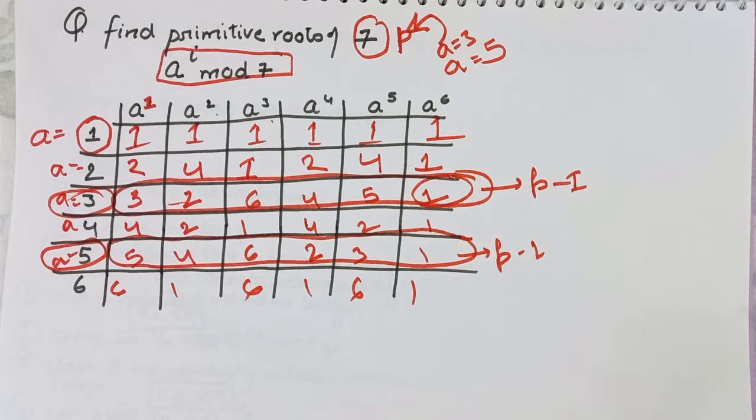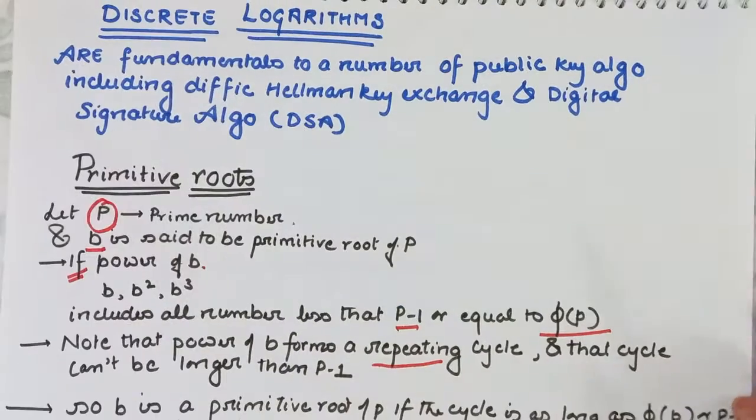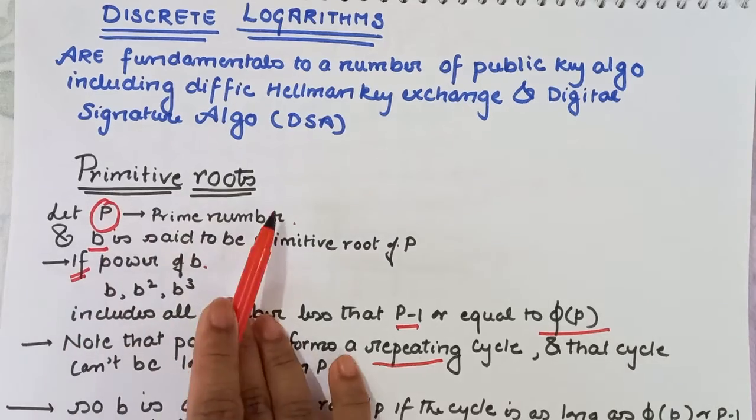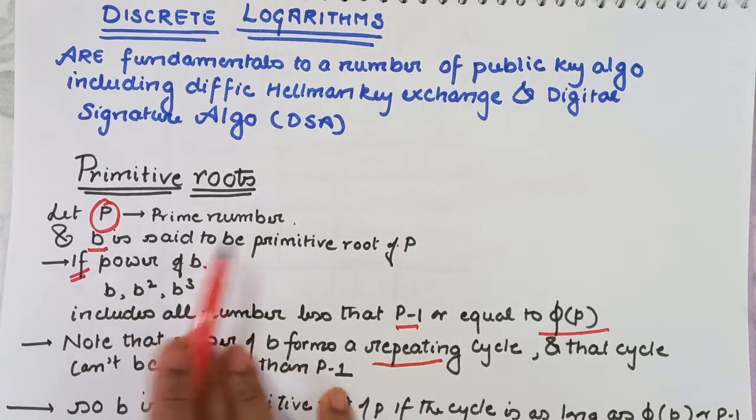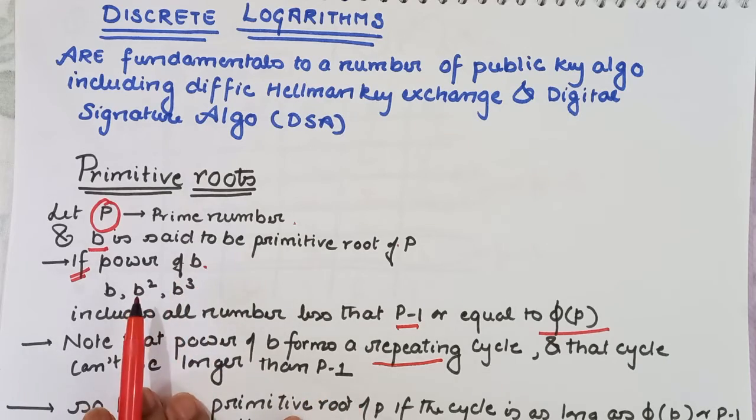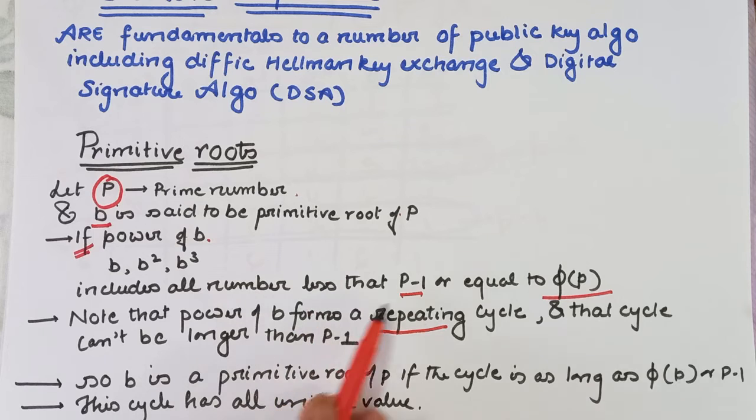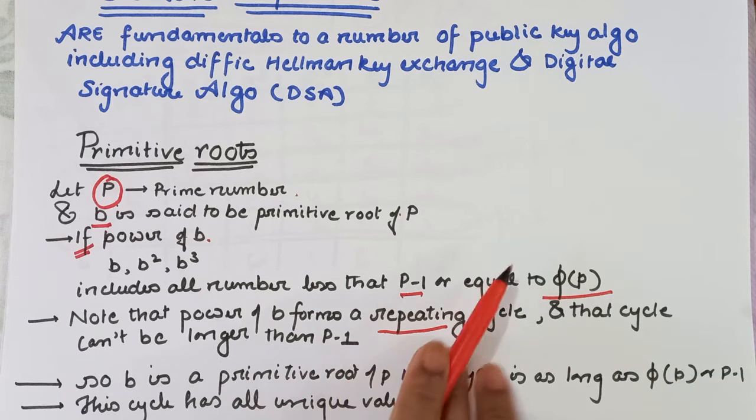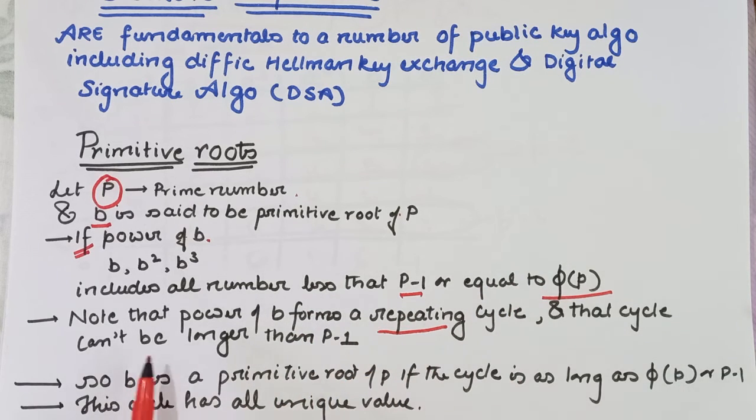I hope you've understood the entire concept we discussed earlier. I told you P is a prime number. B is said to be a primitive root of P. How will you calculate it? By calculating the power mod P, and you will be going up to P minus 1, or the totient function of P. Note that powers of B will form repeating cycles, as we've already seen, and these cycles will not be longer than P minus 1.